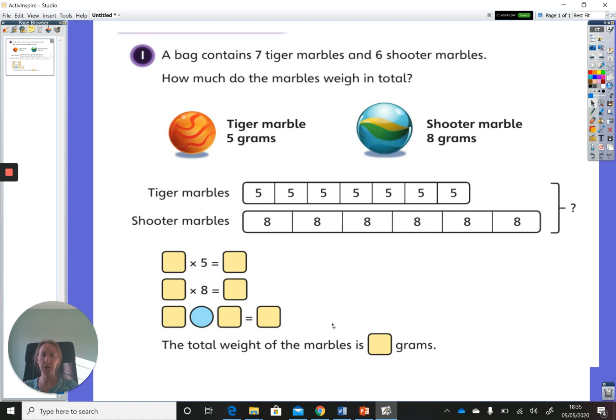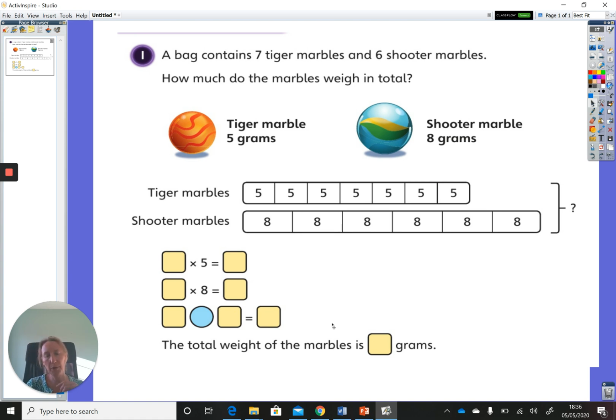So you've got a bag of marbles and you've got 2 different types of marbles in that bag. Tiger marbles and shooter marbles. And the tiger marbles are those lovely orange ones that weigh 5 grams, and the shooter marbles are the blue ones that weigh 8 grams. And I've got a picture of a bar model up there because, as you know, I think bar models are really useful in answering calculations, so feel free to use them today. So how much do the marbles weigh in total?